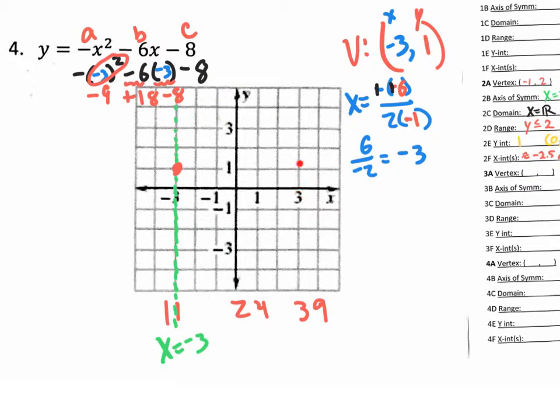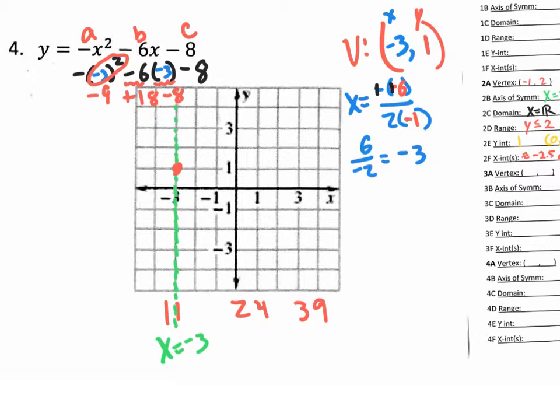I mean, it's definitely not positive 3. The green line's over here at negative 3. Guys, this is like a free point right here. The axis of symmetry equation will always be x equals the x value of your vertex. The x value of your vertex is negative 3.